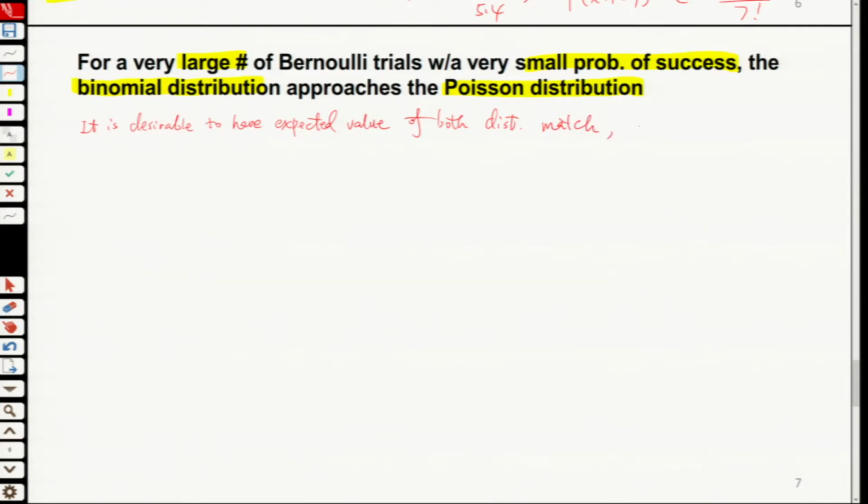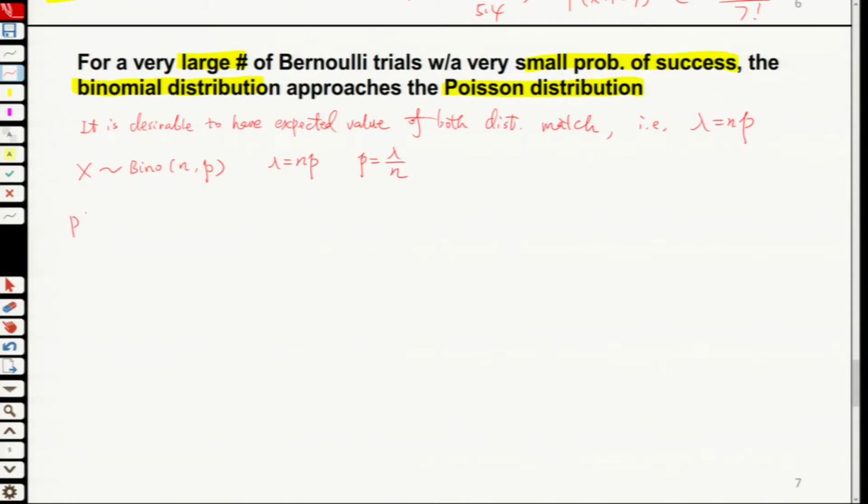Okay, so that is lambda equals np. So this is the expected value. So what we have here is X is binomial with n and p. Now lambda equals np, then what is p? p equals lambda over n.